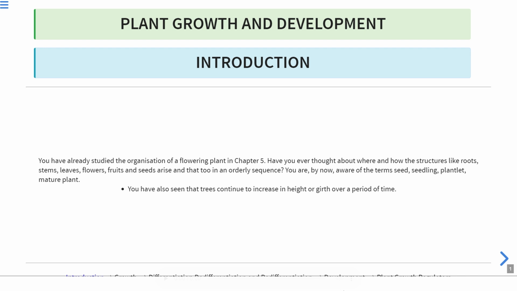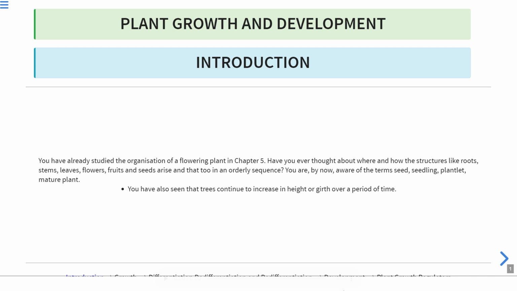You have already studied the organization of flowering plants in chapter 5. In chapter 5 we studied how plants are organized, and the morphology of flowering plants. Have you ever thought about where and how structures like roots, stem, leaves, flowers, fruits, and seeds arise, and that too in an orderly sequence?